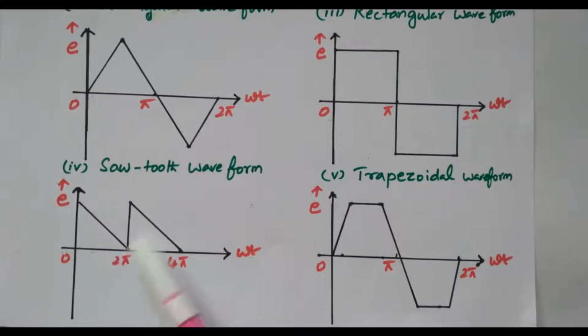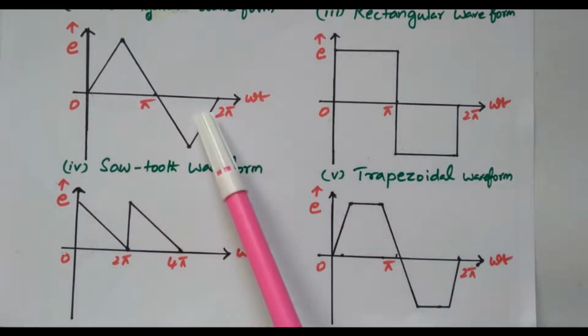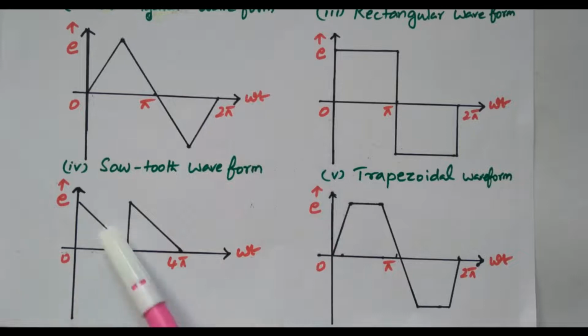So this is not an alternating quantity. This is a non-alternating quantity. Alternate means the positive and negative will change continuously: positive cycle, negative cycle, positive cycle, like that. But here we always have positive voltage. So only this waveform is a non-alternating quantity.